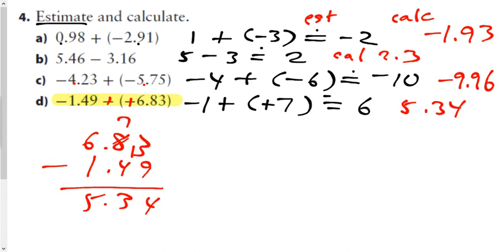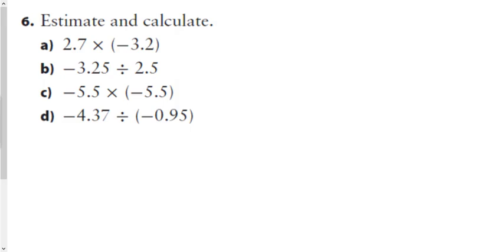Okay. Question number 6 is our multiplication and division of rational numbers in decimal form. Estimate and calculate. So if I estimate, and I'll use my black marker again, my estimation will be 3 times negative 3, or my estimation will mean my answer should be approximately negative 9.